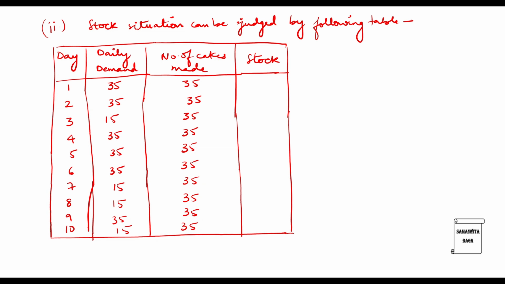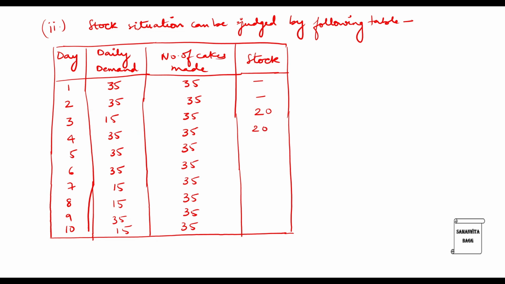Now let's talk about the stock situation. Suppose he has made 35 cakes and 35 demand comes. So he will sell all of them. No cake will remain in stock. Then he has made 35 cakes. Again 35 demand next day. So no cakes are in stock. Third day he has made 35 cakes, but there is a demand of 15 cakes only. So 20 cakes will remain in stock and he cannot do anything about it. Fourth day he makes 35, he sells 35, but the stock still contains 20 cakes of the previous day.